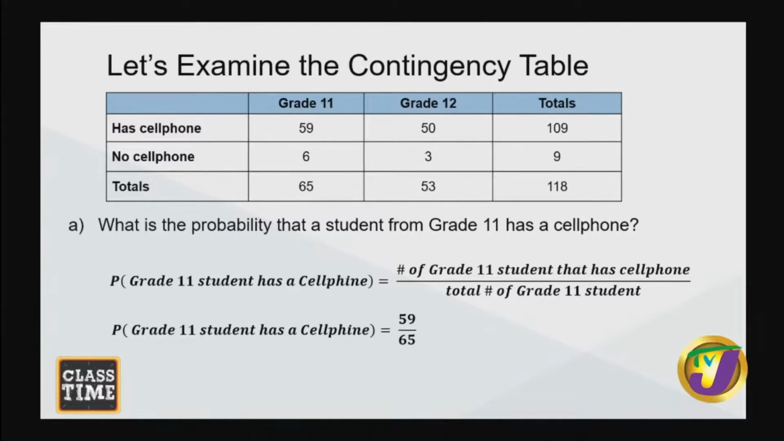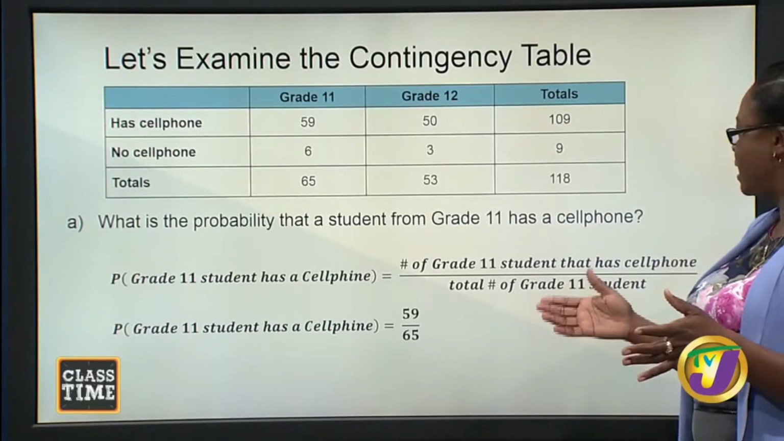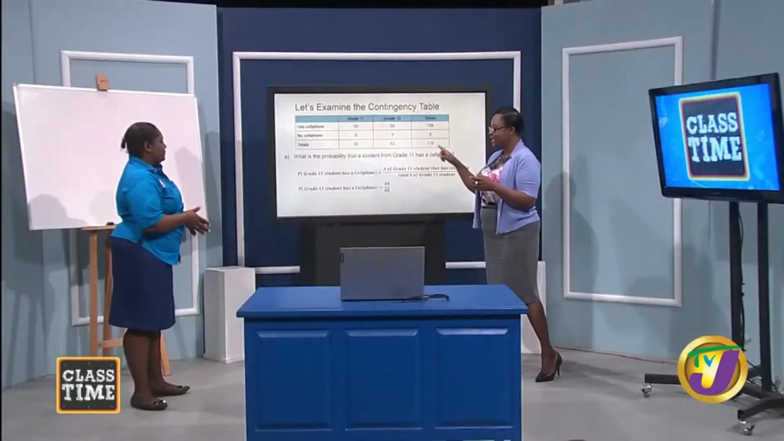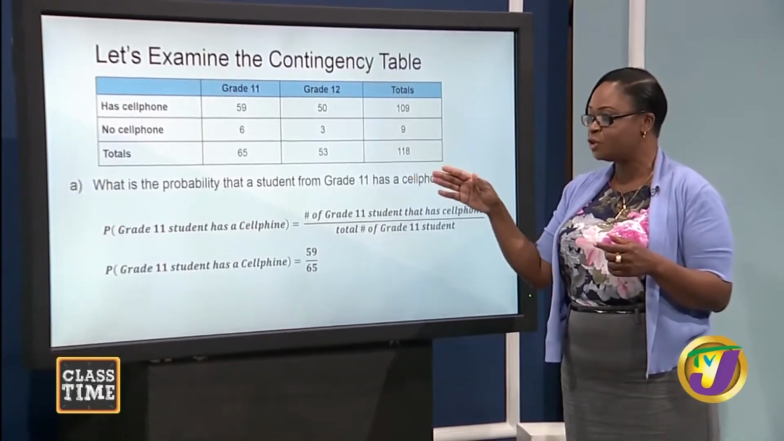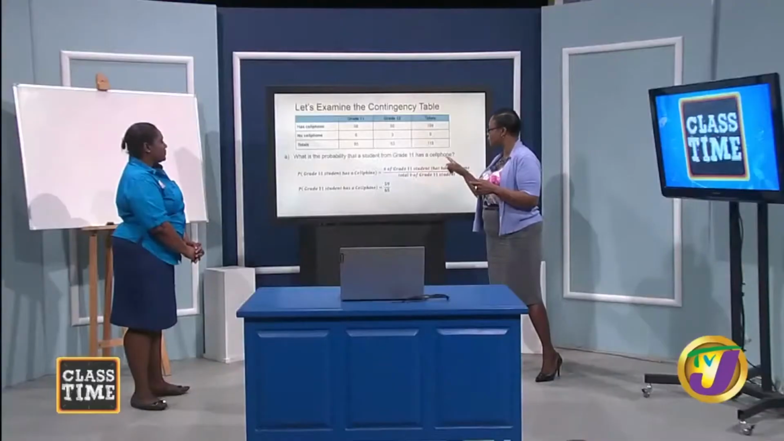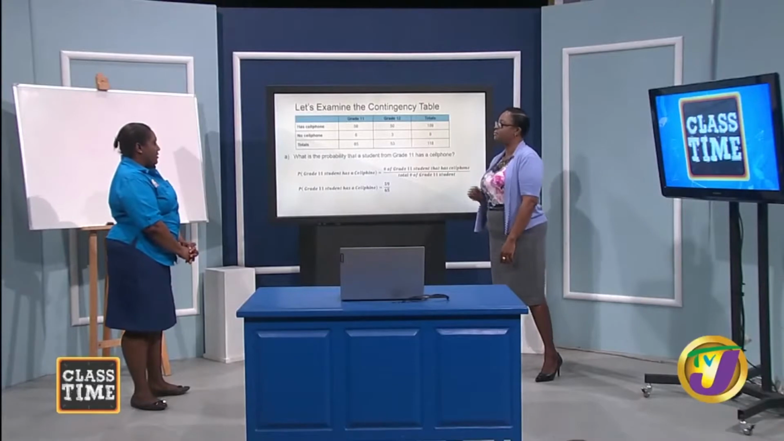Denise, before you go any further, why is it that we are looking at 65 students instead of looking at 118 students, seeing that we're referring to total? Remember, it clearly identifies that we are looking at grade 11. That is the parameter that we're working in. So the 118 represents everybody, both grade 11 and grade 12, but they are specific to grade 11.